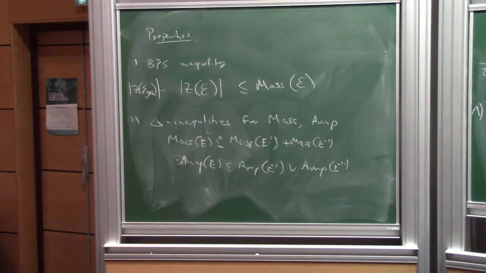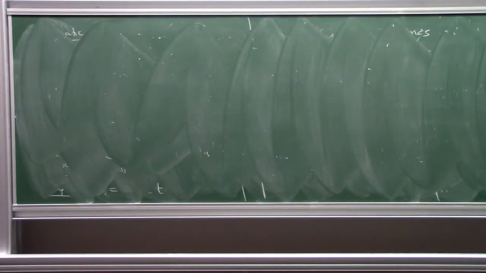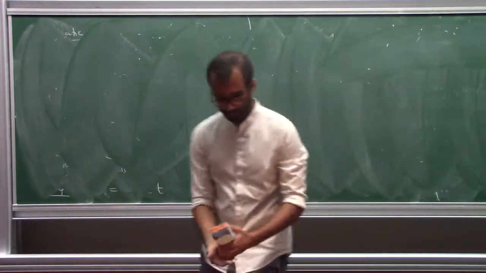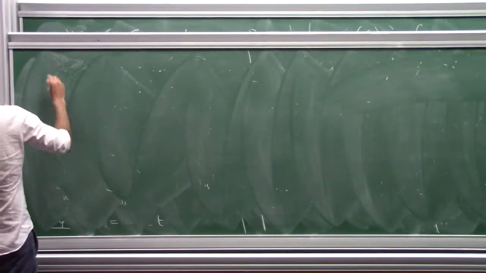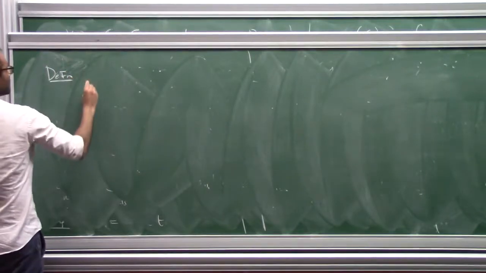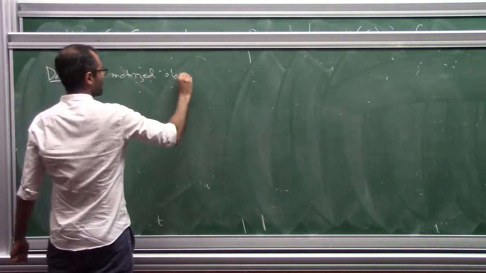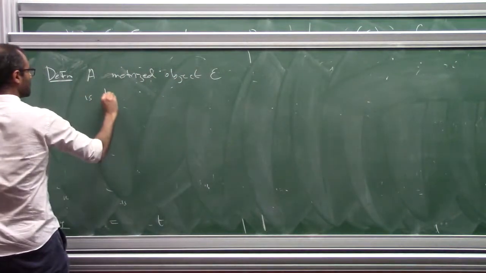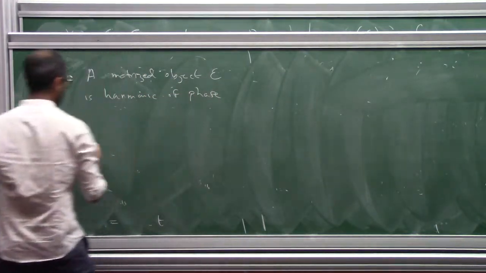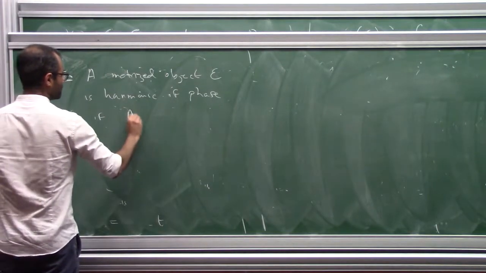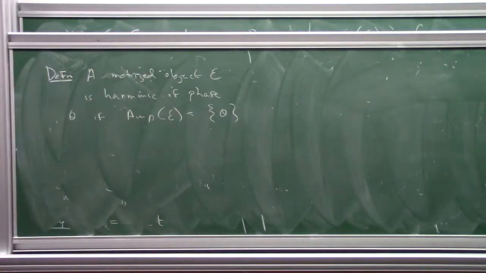Okay, so since I'm out of time, let me just quickly make a definition and then state what the claim is in general. So, the definition: a metrized object E is harmonic of phase theta if the amplitude of E equals just the singleton theta, the support of that measure.